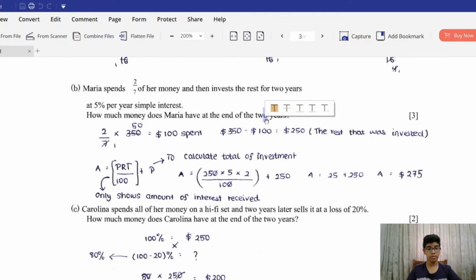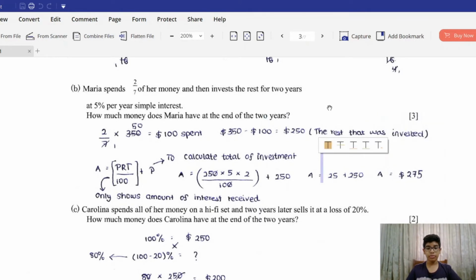This is the amount that wasn't spent, and this is the money that she has invested basically. Now we're going to use the simple interest formula in order to calculate the amount of money Maria has at the end of 2 years. The simple interest formula is PRT over 100. Now look, PRT over 100 only shows you the amount of interest received, but the question asks you how much money you have in total. In order to calculate the total of the investment, you need to add the principal to it.